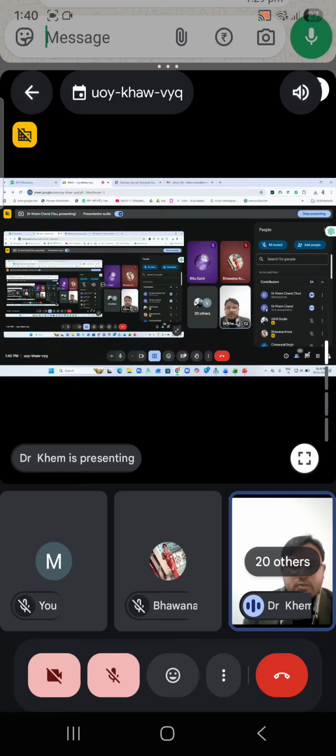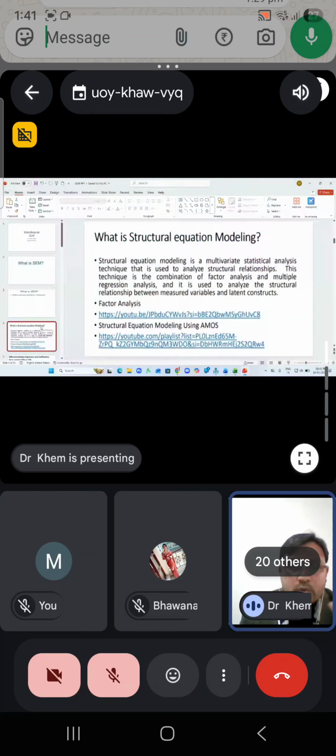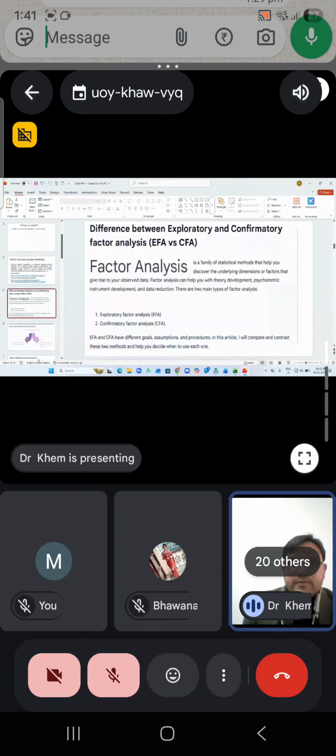So when I'm talking about exploratory factor analysis, from the name itself you understand that we need to explore something. We need to find out something. Factor analysis is a family of statistical tools used for reducing your data, which helps you reduce your data and apply different kinds of tests. So exploratory factor analysis, confirmatory factor analysis.